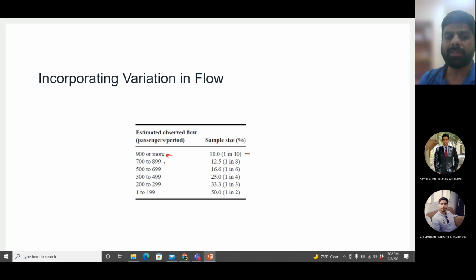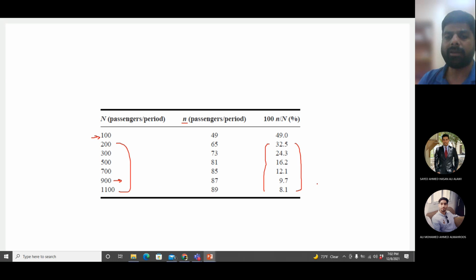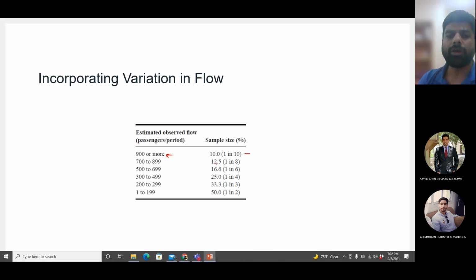Similarly, if the flow is from 700 up to 899, again you come here, to a value between these two. So 12.5% means 1 in 8. In every 8 cars you will stop 1. And again, from 500, it is almost 16.6%. So in every 6 cars you will stop 1, and so on and so forth.